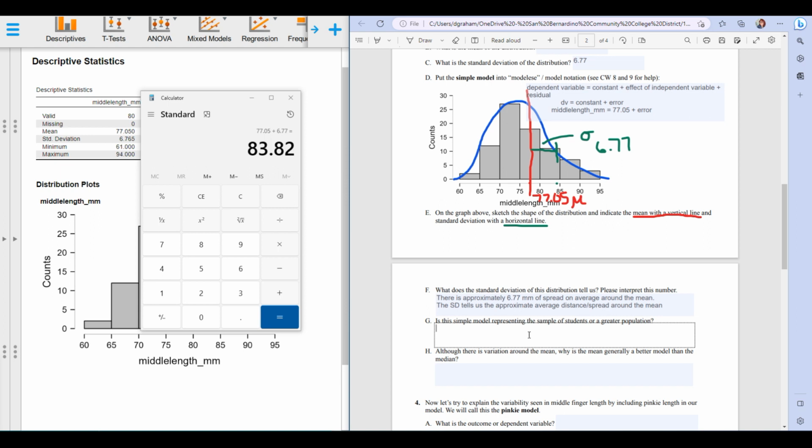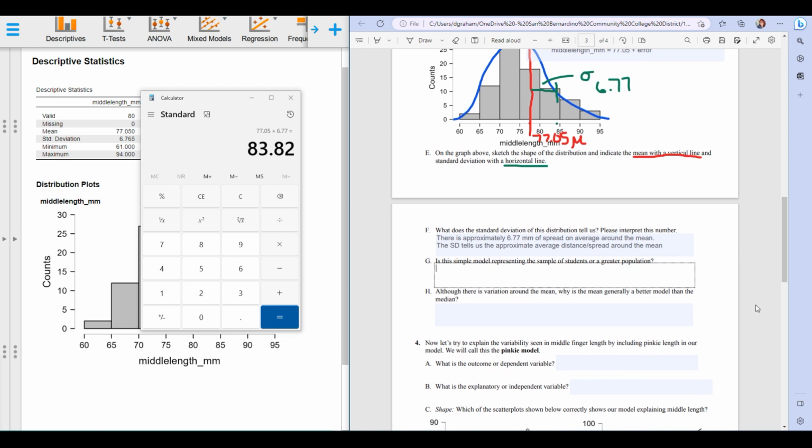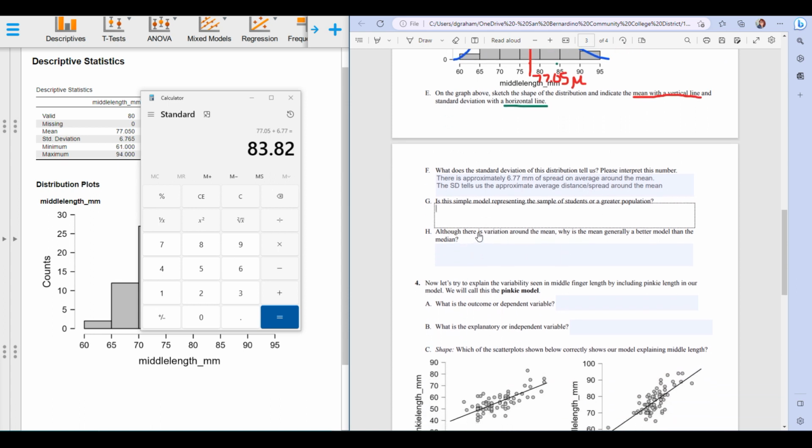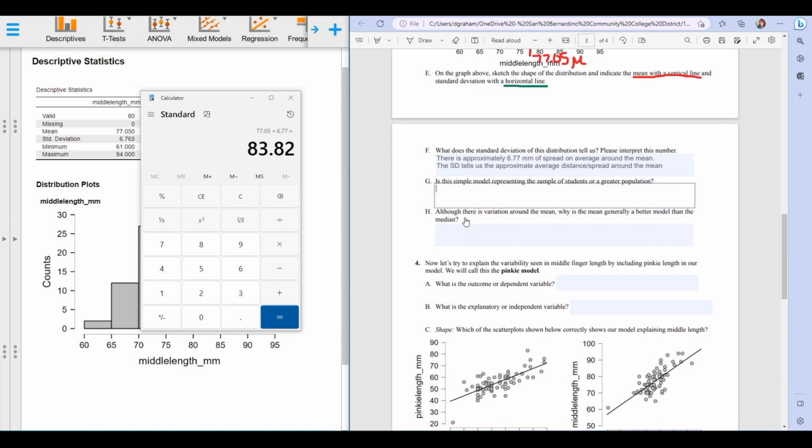Now, is this simple model representing our sample of students or a greater population? And I have mentioned this previously when we started drawing. If you don't remember, you're going to want to go back and look up in classwork, I don't know, 9, I think, is where I explicitly say it. So go back and read through your notes there.